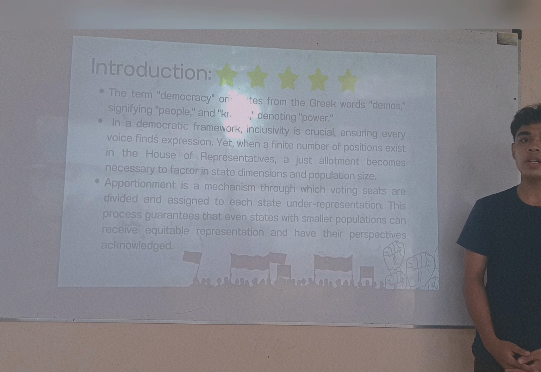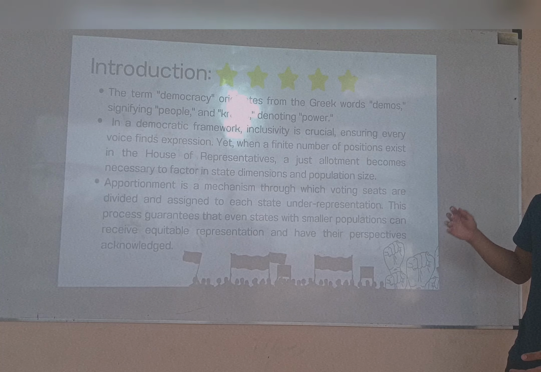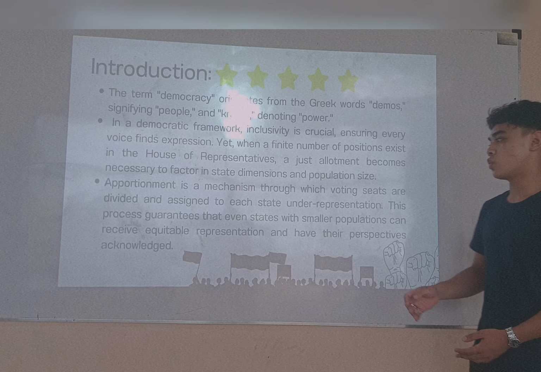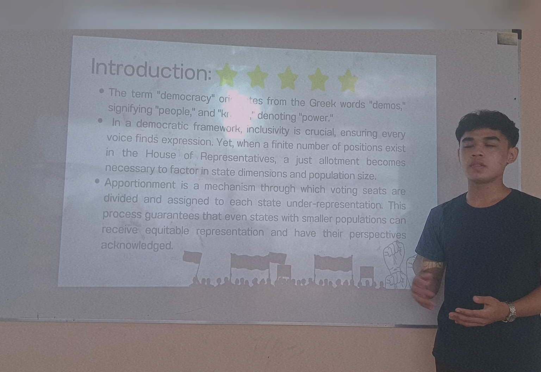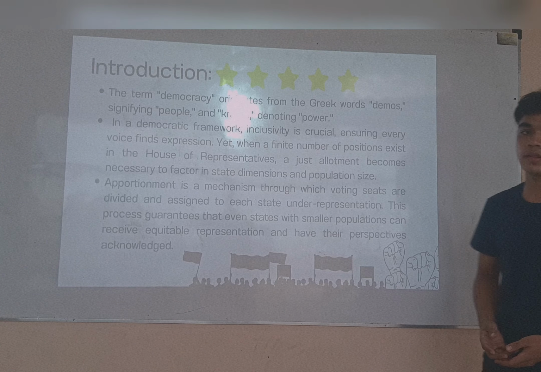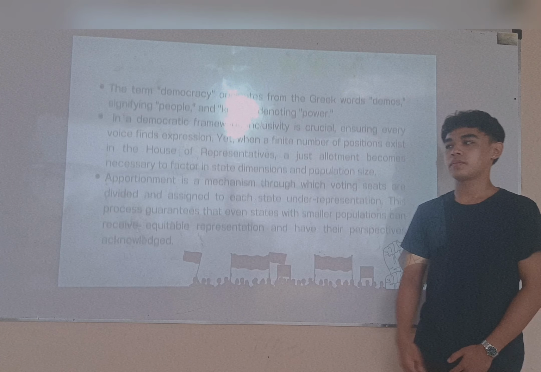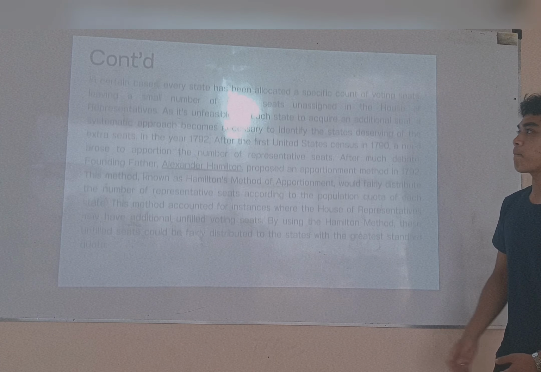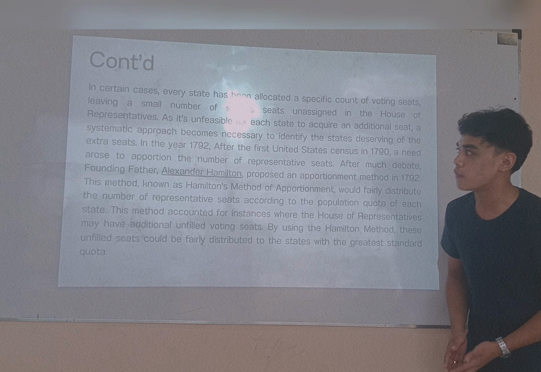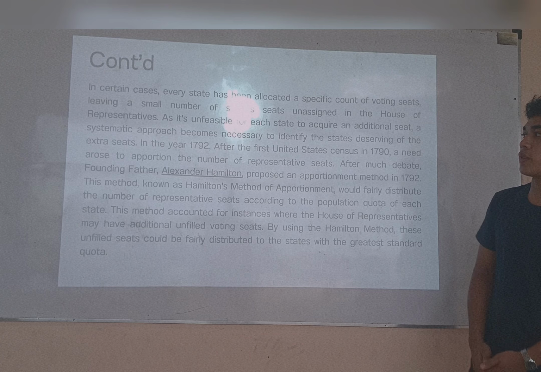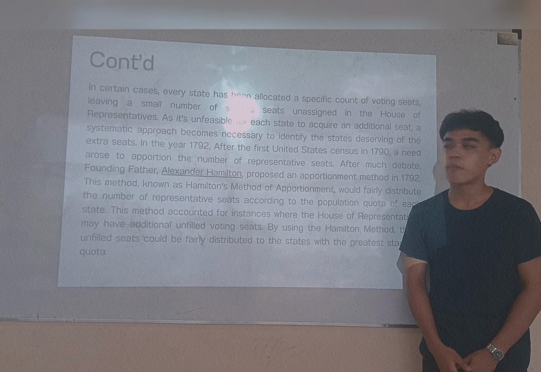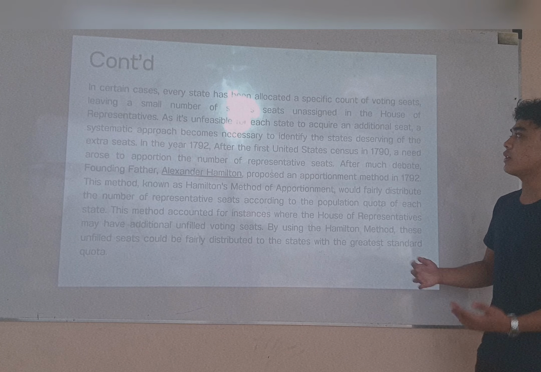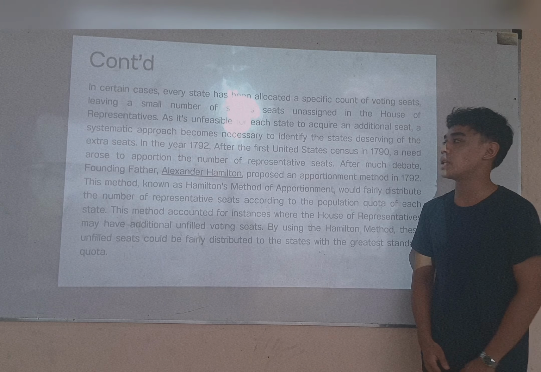So in a democratic country like the United States, apportionment is crucial in order to have equal representatives among the states of the country. In certain cases, every state has been allocated a specific count of voting seats, leaving a small number of surplus seats unassigned in the House of Representatives. As it's unfeasible for each state to acquire an additional seat, a systematic approach becomes necessary to identify the states deserving of the extra seats in the year 1792.